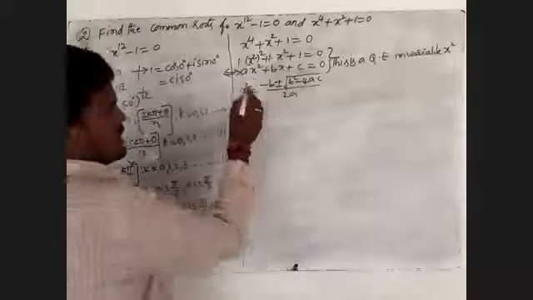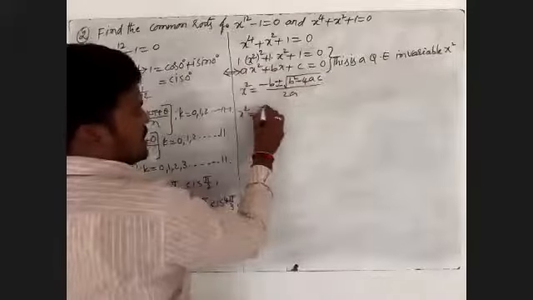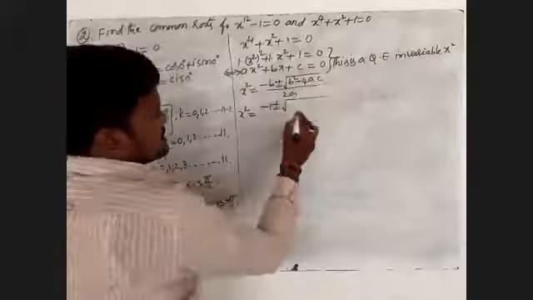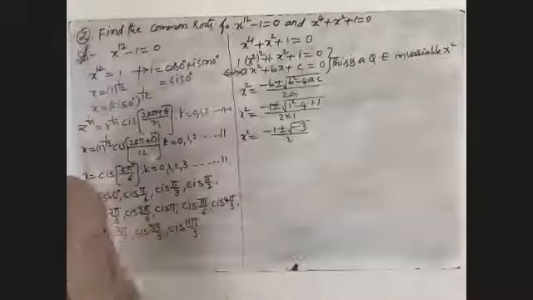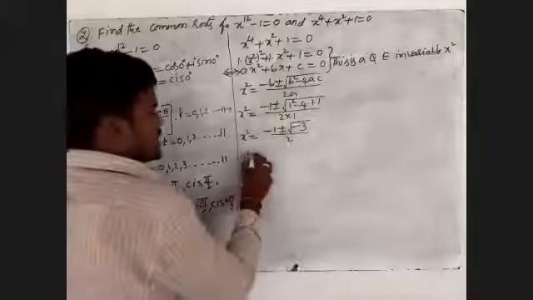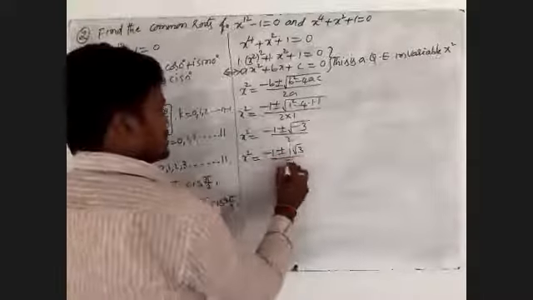I will take the values. x square is equal to, where b is 1, a is 1, c is 1. That I will write: minus 1 plus or minus root of 1 square minus 4 into 1 into 1, by 2 into 1. That is, x square is equal to minus 1 plus or minus root of minus 3 by 2. Root of minus 3 is an imaginary number, that I will write: x square is equal to minus 1 plus or minus i root 3 by 2.